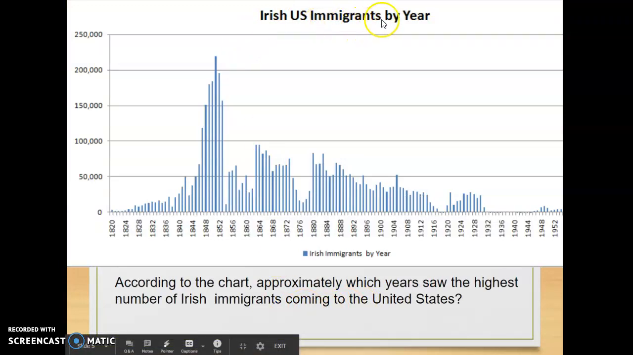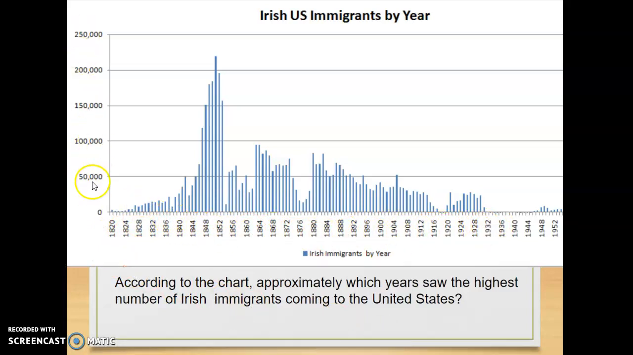Irish U.S. immigrants by year. So again, if you look at this chart, it says according to the chart, approximately which years saw the highest number of Irish immigrants coming to the U.S.? And so the years are down here along the horizontal line. And then up here going up along the side of the graph are the number of immigrants. And I'll give you time to look at that and pause the recording so you can study the chart and come up with an answer.